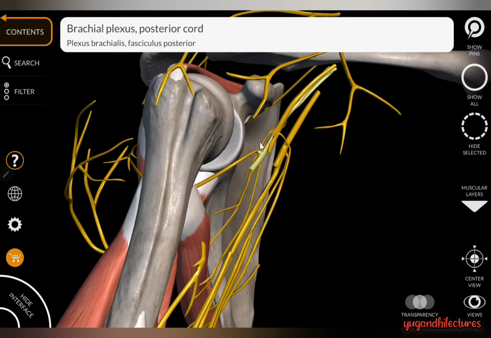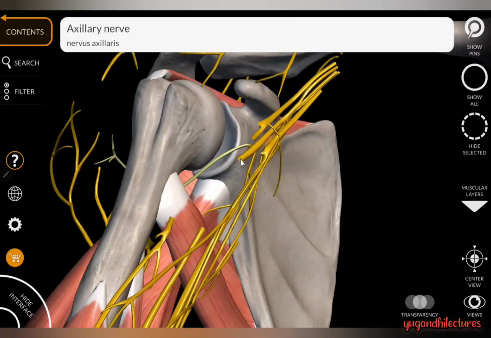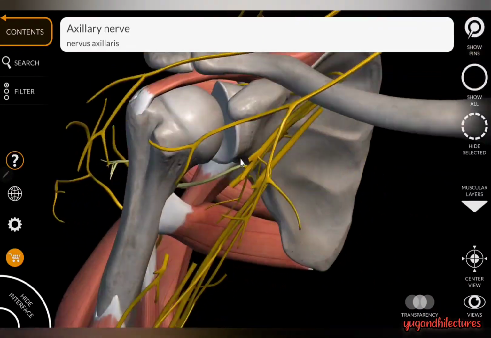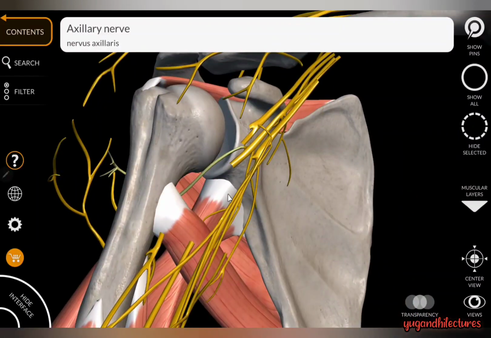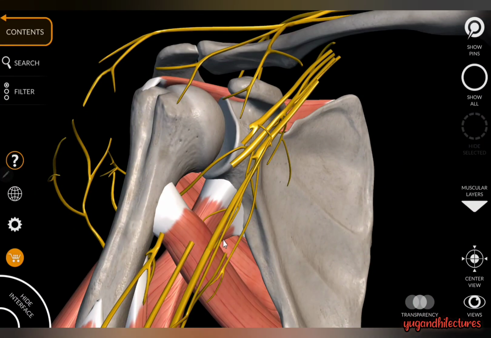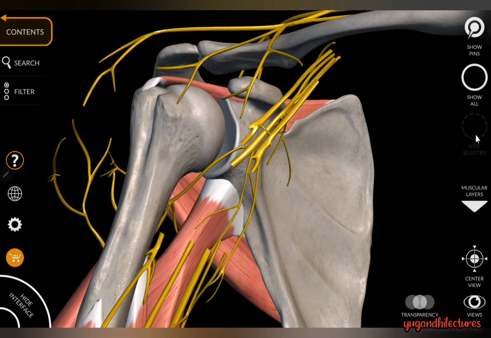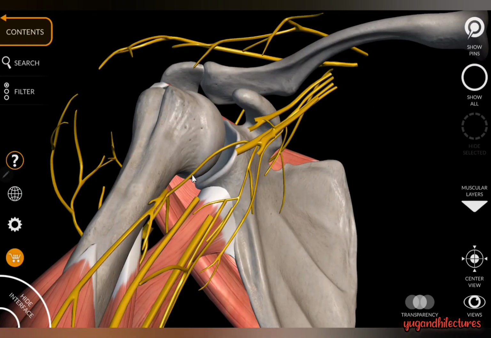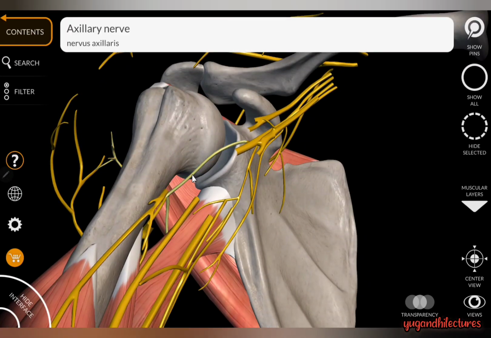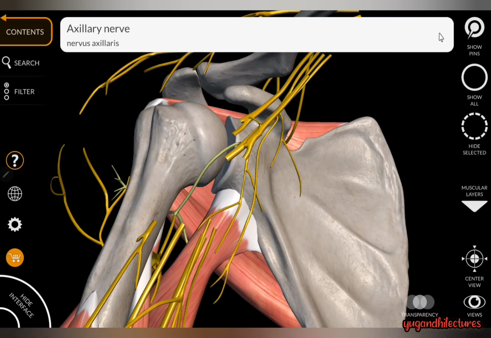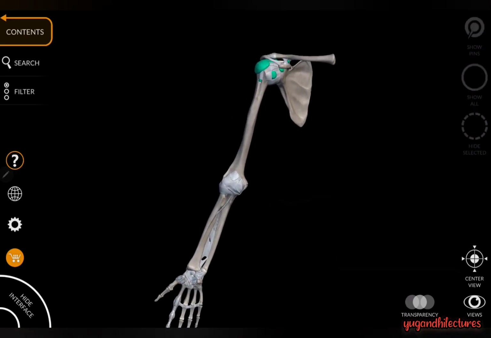See, from the posterior cord the axillary nerve arises, and on the inferior aspect of the shoulder joint, the axillary nerve is closely related. I am removing all other nerves and muscles. So now you can clearly see how it is closely related. Whenever the shoulder joint is dislocated, it affects the axillary nerve, it damages the axillary nerve, and this leads to some consequences. So once again I am showing you the full picture.